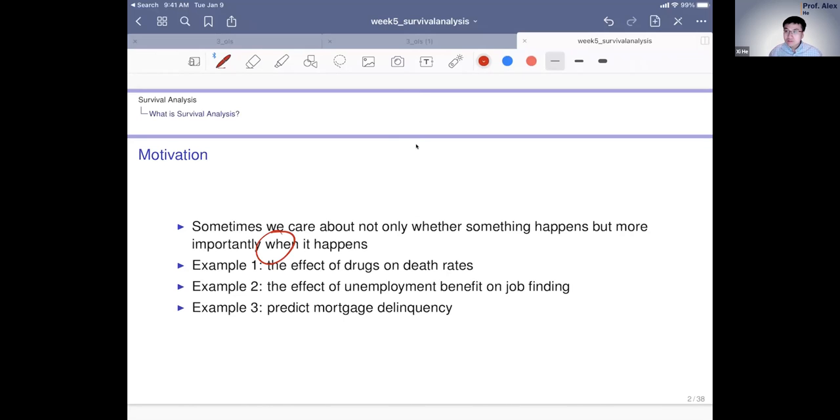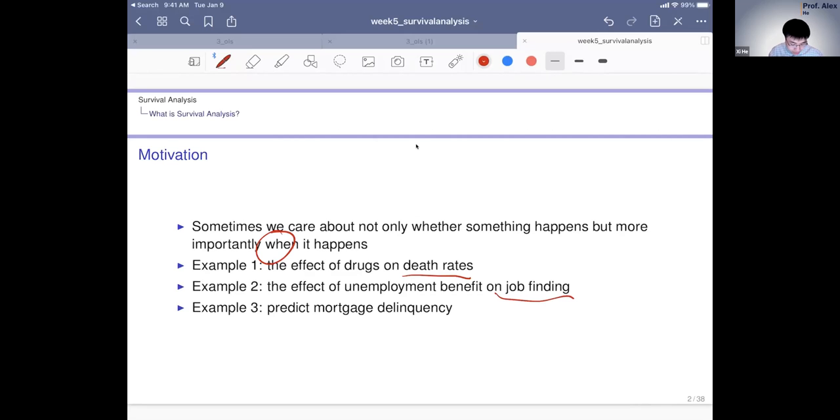For example, if you have a drug to cure some disease, the outcome would not only be whether people die from that disease, but also when they die, right? Because everyone eventually dies, so the timing is actually the most important thing. Second example, if you're looking at unemployed workers and you want to know how unemployment benefits affect how they find jobs, here the outcome is not only whether they find jobs, but also when they find jobs, whether after 1 year, 2 years, or 5 years. And that's the thing that matters the most.